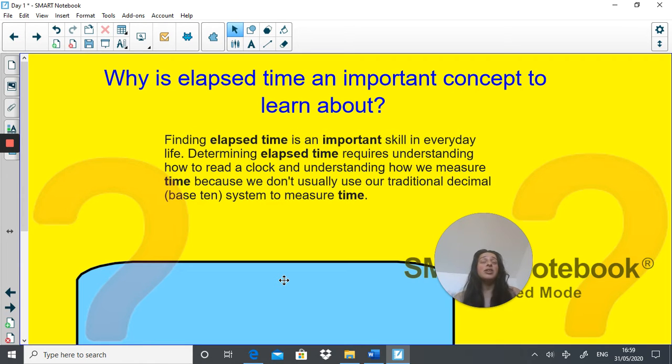So usually when you're trying to work out the difference in a normal maths question, we take the bottom number away from the top number. That's not how you work it out in time. It requires you to really understand how to read the clock and how to read minutes that go between the different times.